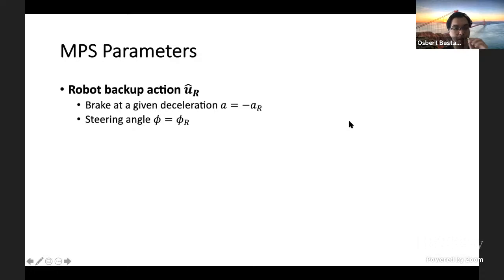So finally, for our approach, we have a couple of parameters I need to describe. They're basically the same ones I described earlier. First we need to specify the robot backup action, U hat R. Basically the robot backup action is going to be to brake at a given deceleration rate, minus a_R. So they're going to accelerate at a negative rate. And the steering angle here, actually, this is supposed to be 0. So they're not going to apply any steering angle. They're just going to brake in a straight line.